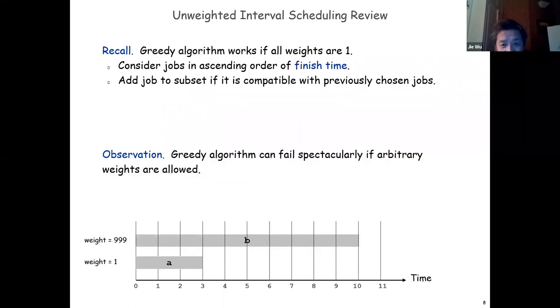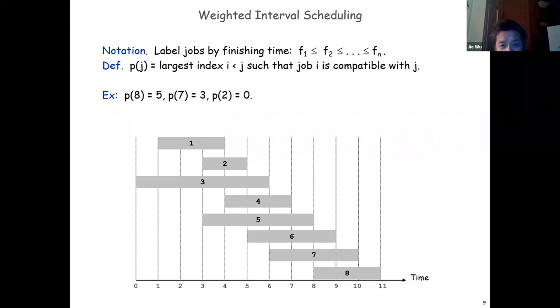I think we already discussed this, so we can skip it. Let's just start with the algorithm again. You first sort the jobs based on finishing time, f1, f2, up to fn. So you relabel them 1, 2, 3, 4, 5, 6, 7, 8. Then you have a very natural linear sequence from 1 to 8.